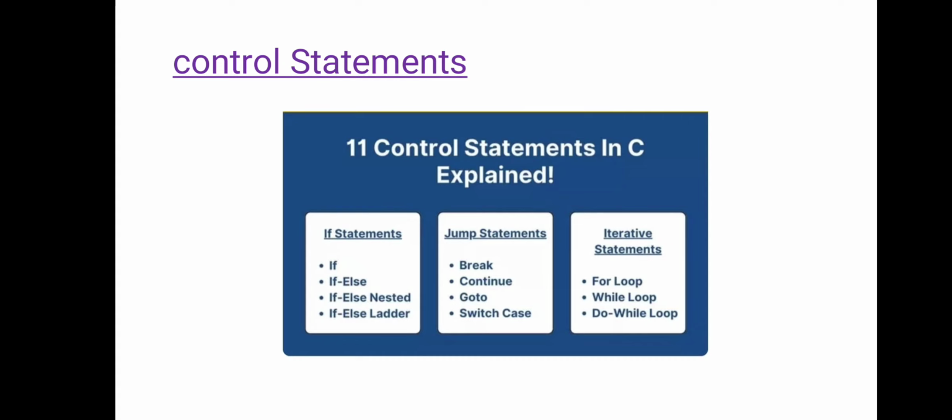And the next one is jump statements. In this we have break, continue, goto, switch case. Break means it just stops that loop, it just terminates. Continue means it skips that statements. Goto means whenever we have the goto with some label, it just goes to that place to execute. And in switch case we have some cases to execute.